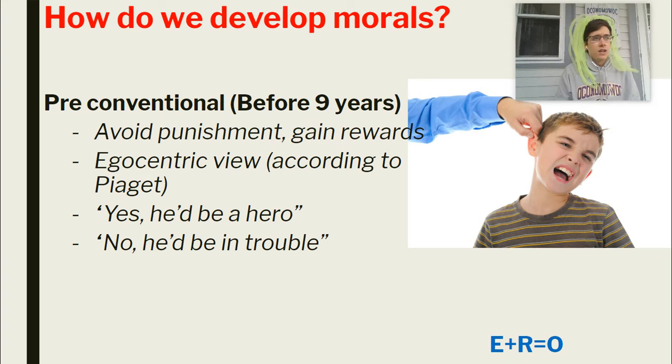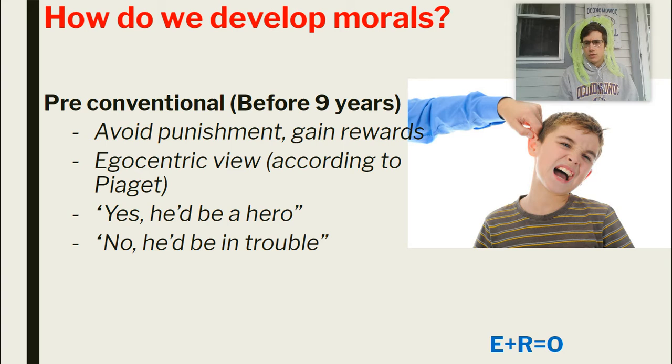So this is why operant conditioning, which is when someone does something, you give them a consequence, which could be in the form of a punishment or a reinforcer, is so powerful with young children. It's because all they're worried about is whether they're avoiding punishment or gaining rewards, according to Kohlberg.